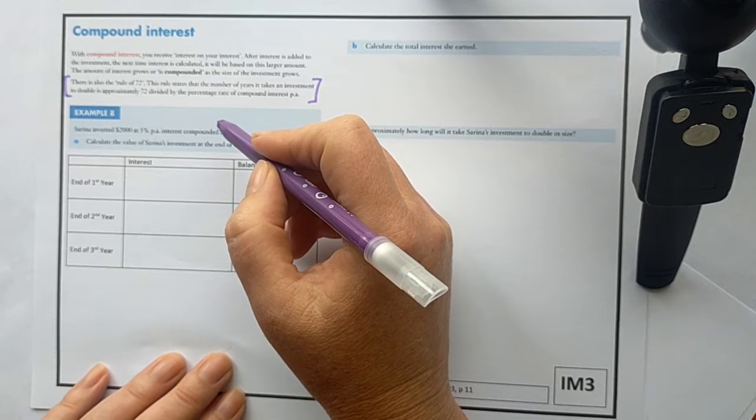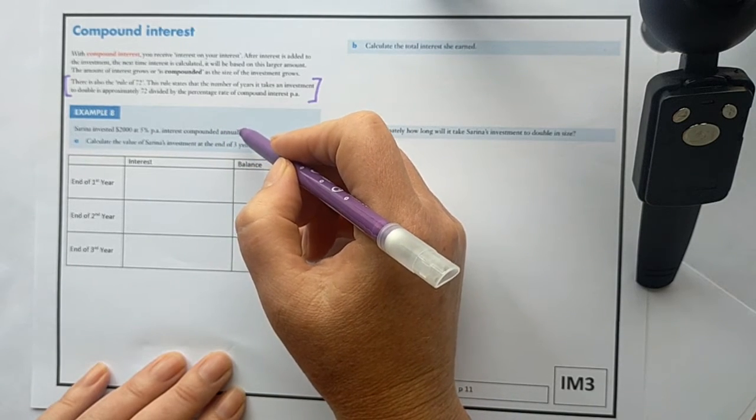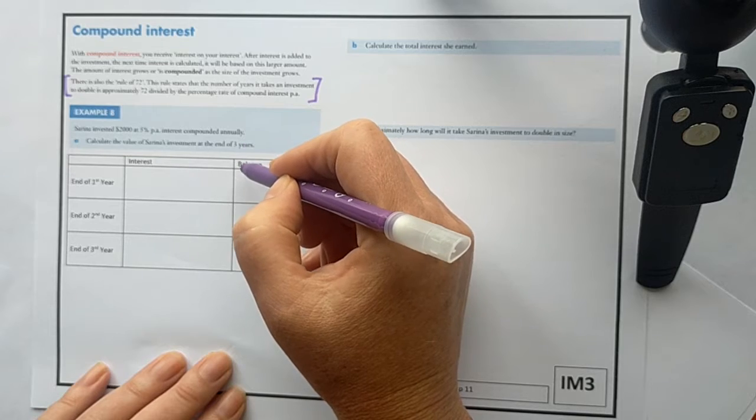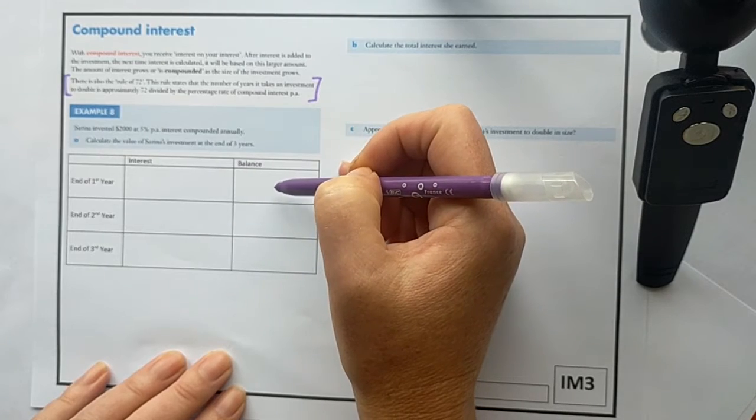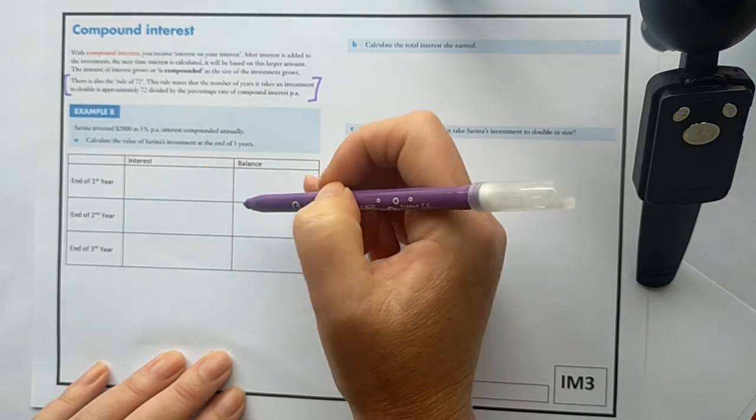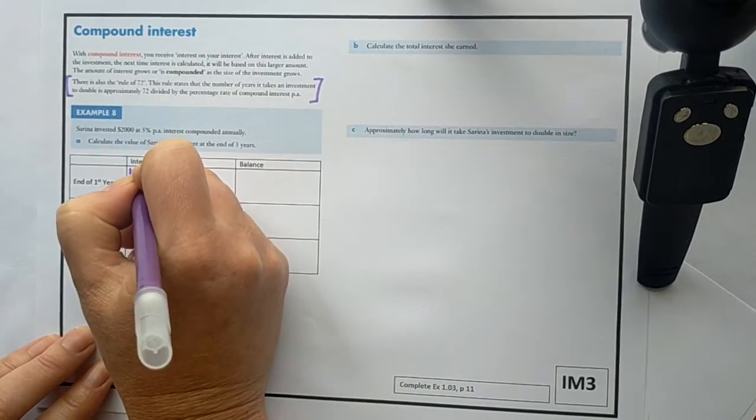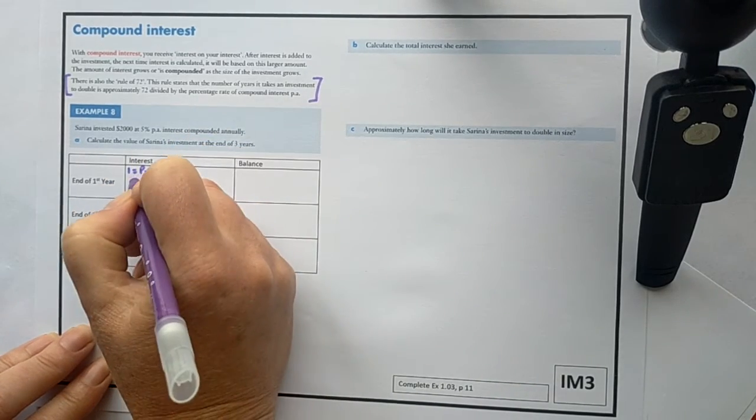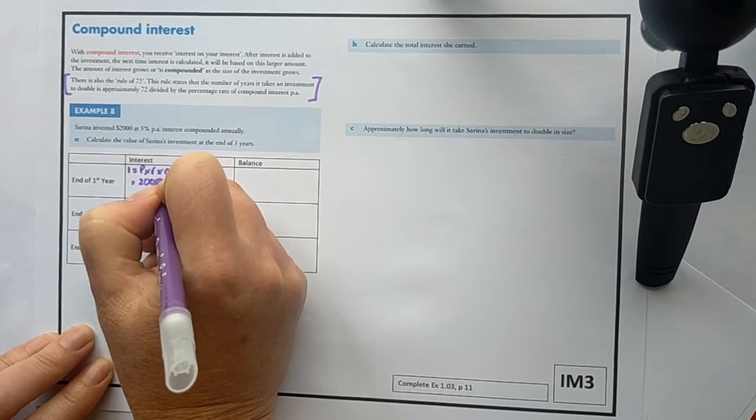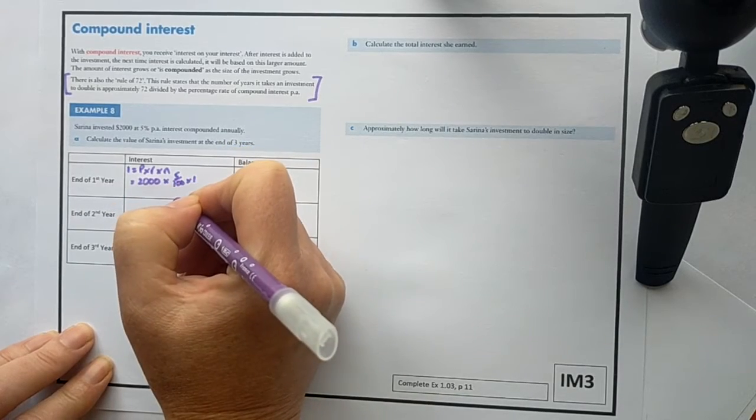So in example 8, it says, Serena invests $2,000 at 5% per annum, interest compounded annually. Calculate the value of her investment at the end of 3 years. To do that, we need to work out how much she'll have at the end of the first year, and then how much at the second, how much at the third. So we use our I equals P times R times N formula. She's investing $2,000. Her interest rate is 5%, and it's just for 1 year.